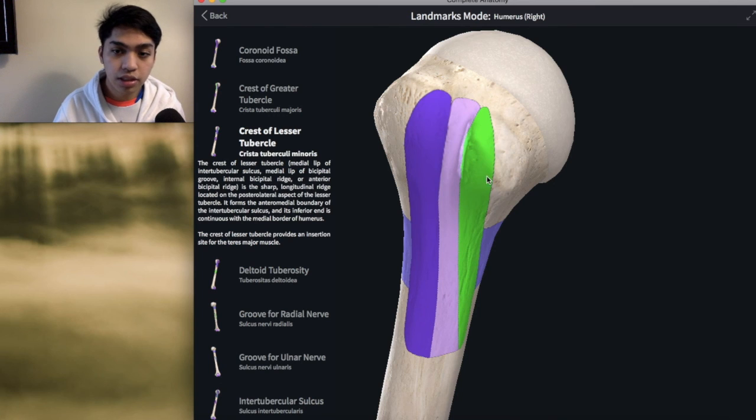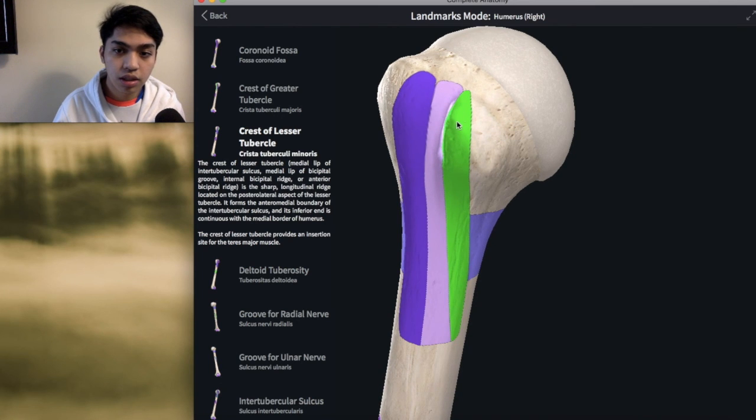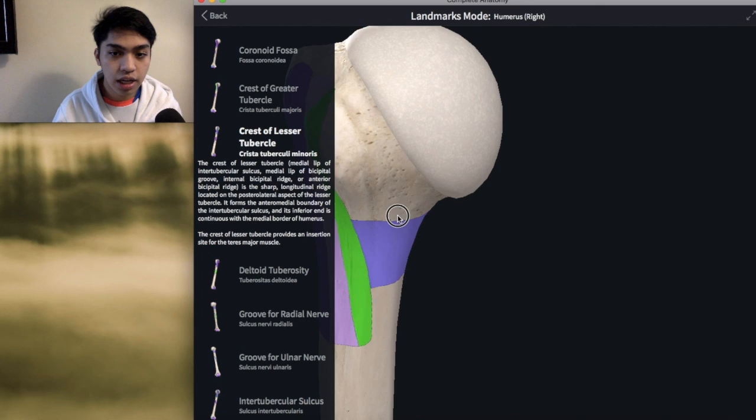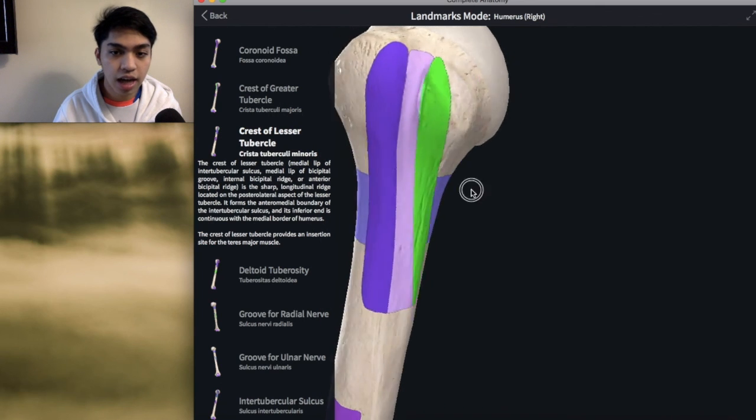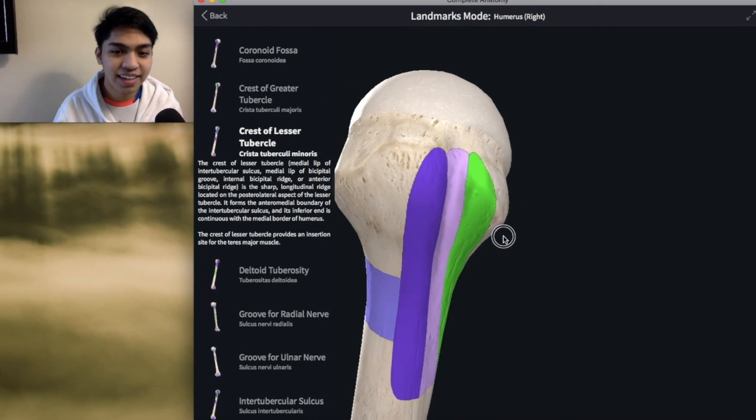You see, this is the lesser tubercle. Moving my cursor around it, in the posterior portion of it is its crest, which provides the insertion site for the teres major muscle. Now, immediately below those crests is the surgical neck again, highlighted in lilac.